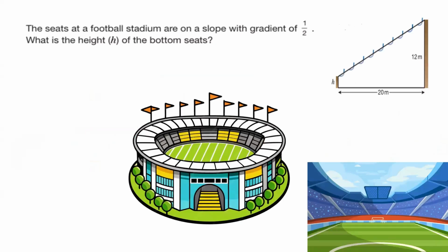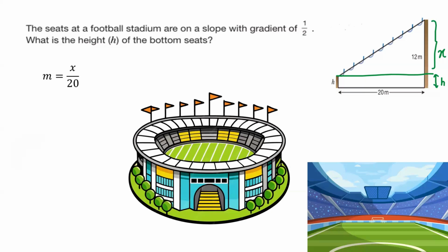Now the question: the seats at a football stadium are on a slope with a gradient of half. What is the height h of the bottom seats? Now you should know the whole vertical line is given as 12, but we need to find h. Above the h, I have marked it as x. So now our target is to find x. Let's see how we are going to find it.